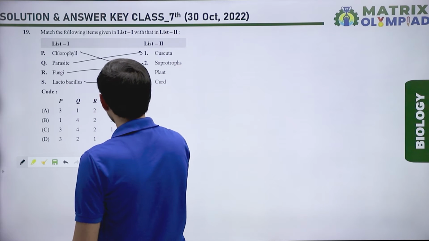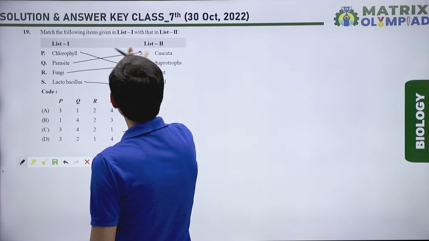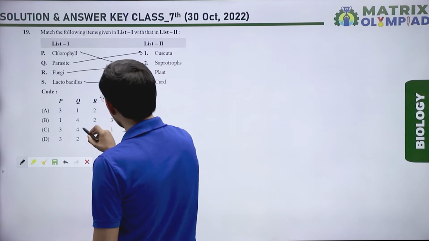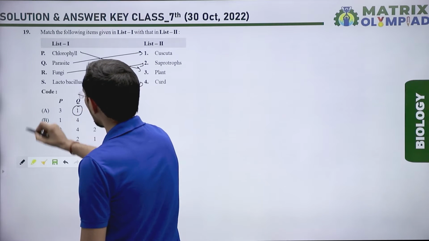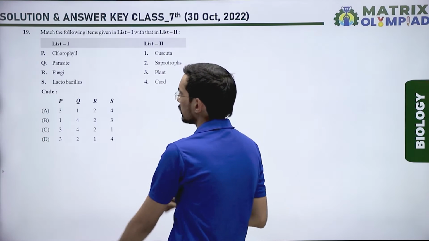P is in the third, given in 3 options. Now move to the Q. Q is a first, so Q is given only in the first option. So our correct answer will be option number A. Now move to the next question.